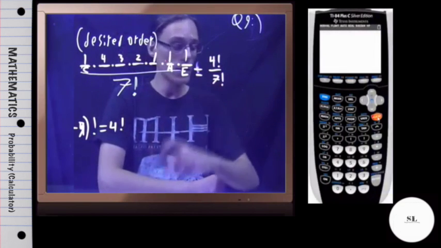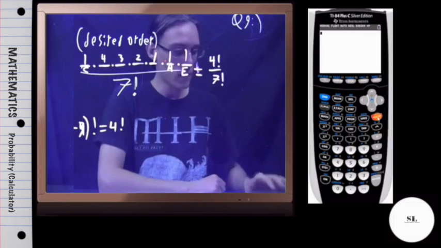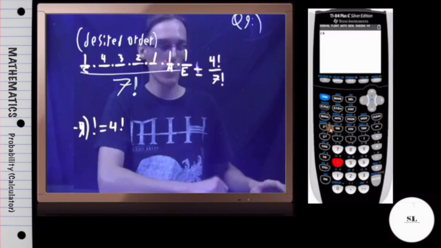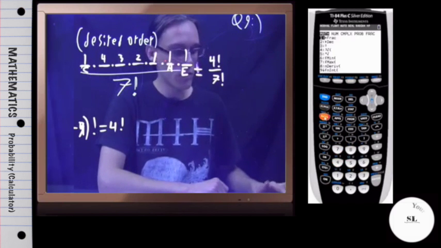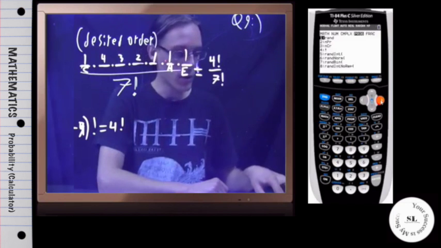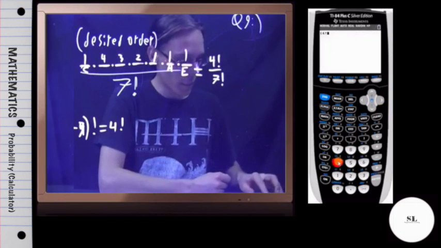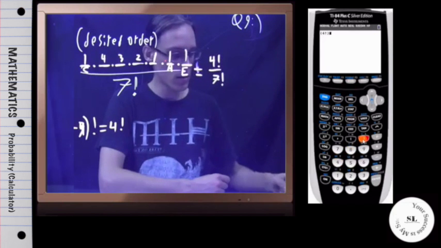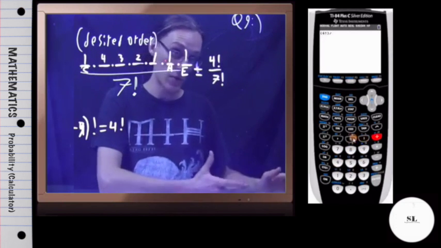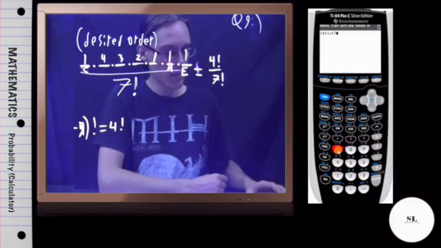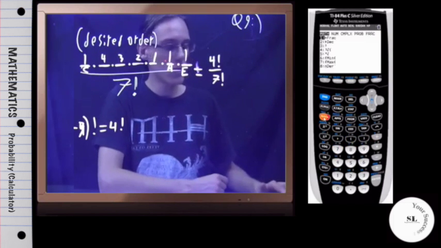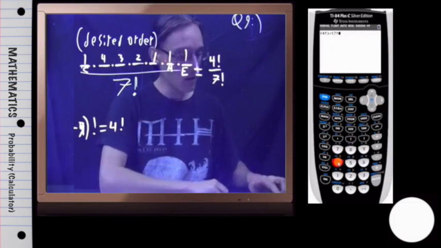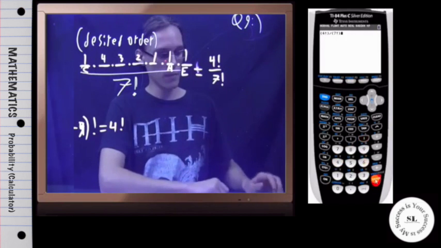So if we put this in the calculator, I would use parentheses just to be safe. So open parentheses, 4, hit the math button, it's right below the green one. Go over to the probability menu. The factorial symbol is option number 4, so I'll hit 4. So now I have open parentheses 4 factorial. I'll close those parentheses, hit divide, open a new set of parentheses, 7, hit the math button, go to the probability menu, select factorial, option number 4, close my parentheses, and finally hit enter.